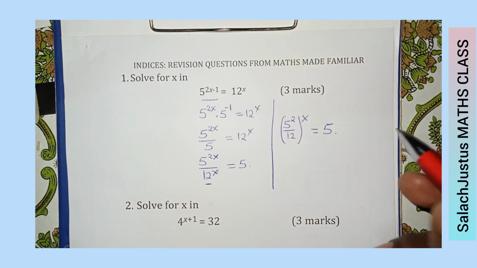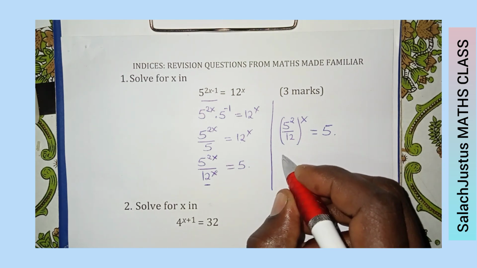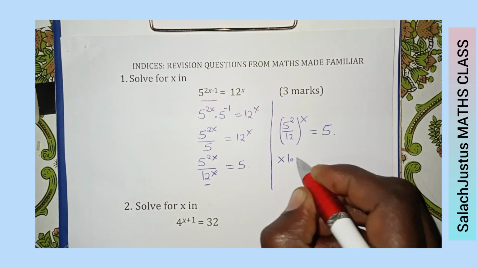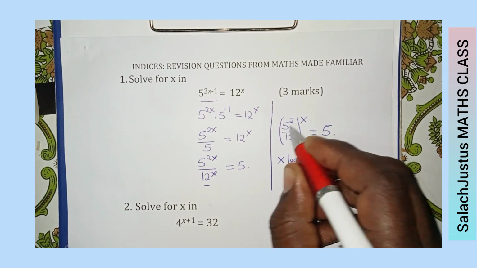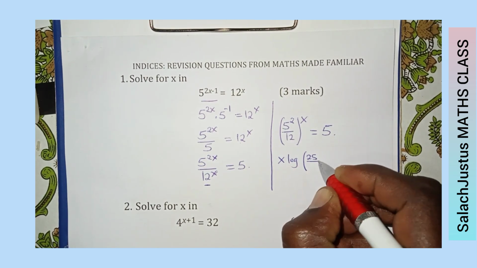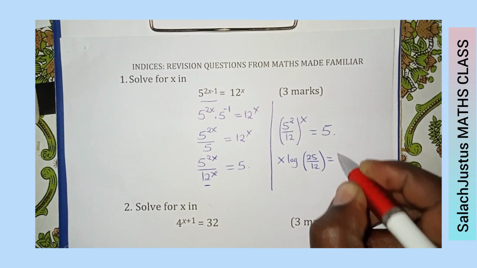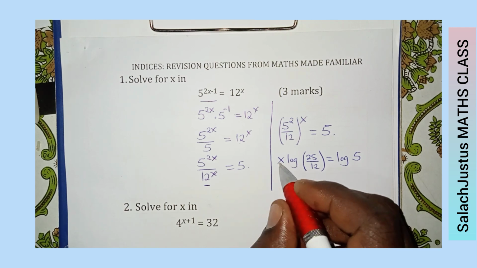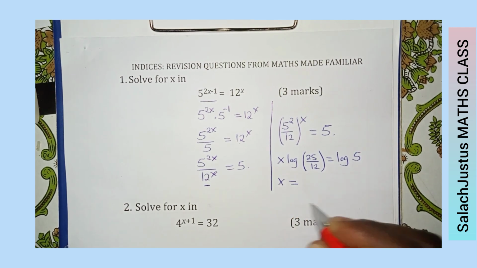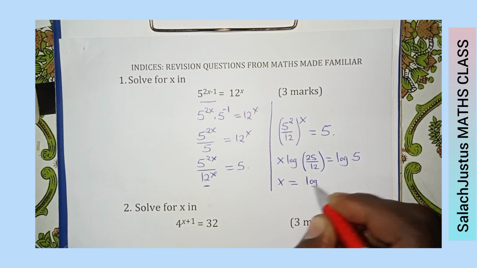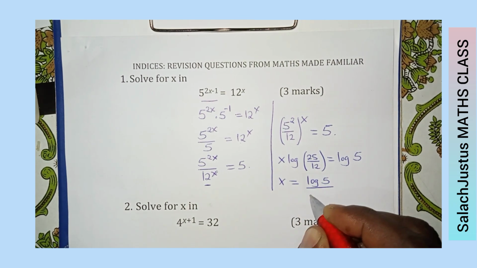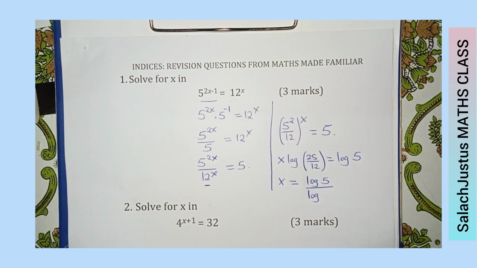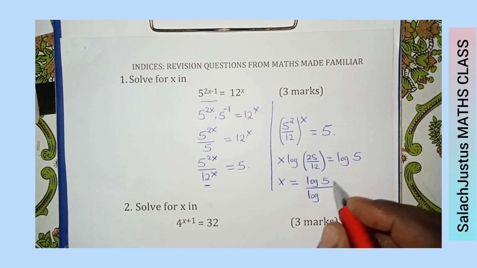Now we have our x as the unknown as the power, and I think at this point we can introduce logarithms to both sides so that we can get x logarithm of, write this as 25 divided by 12, equal to logarithm of 5. And right now I think we can isolate our x to be equal to logarithm of 5 divided by logarithm of, we can write the logarithm of 25 over 12.